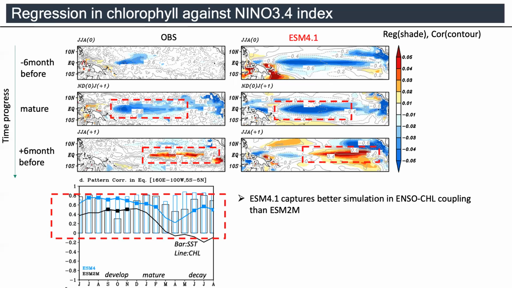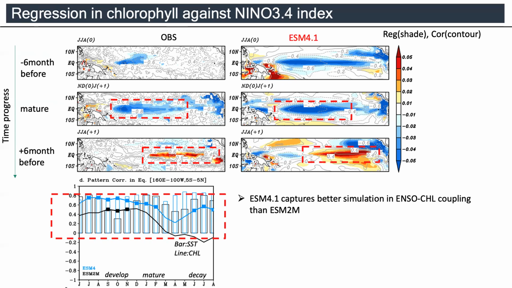Here we show the ENSO chlorophyll patterns based on the Niño 3.4 index. Upper left shows observed patterns of the chlorophyll anomalies, and the right panel shows ESM4.1 simulation. The general patterns in GFDL ESM4.1 are closer to observation than ESM2M, as in previous studies. We can see the pattern correlation scale of ENSO chlorophyll patterns in the tropical Pacific region, which shows a better fidelity in the ENSO chlorophyll patterns in ESM4.1 throughout the ENSO state.